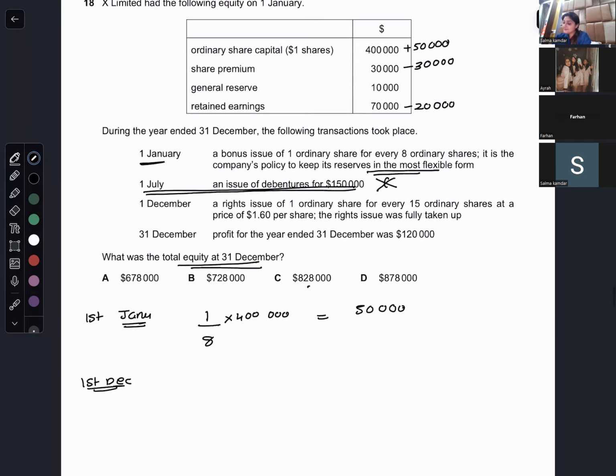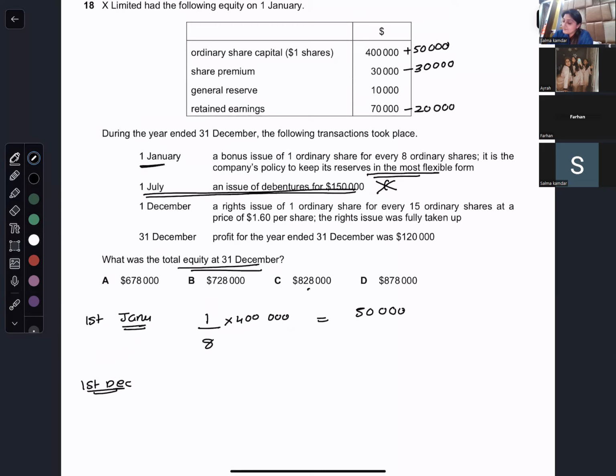Read, Ira. A rights issue of one ordinary share for every 15 ordinary shares at a price. 1 ordinary share for every 15 ordinary shares held. First, we will take the number of rights issues. So what is the total number of shares held now? 450,000. So I will divide by 15. What is the number of rights issues? It's 30,000 shares.